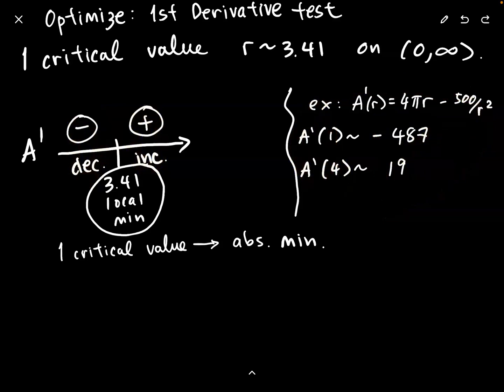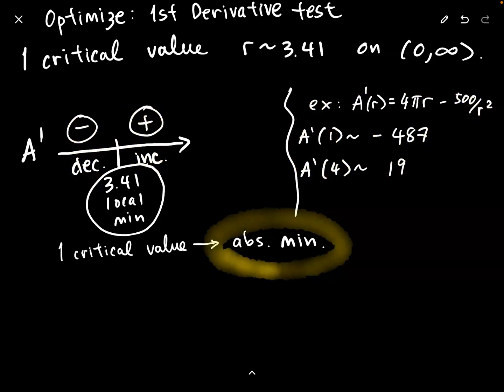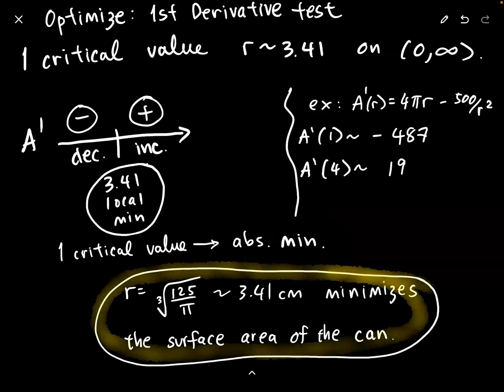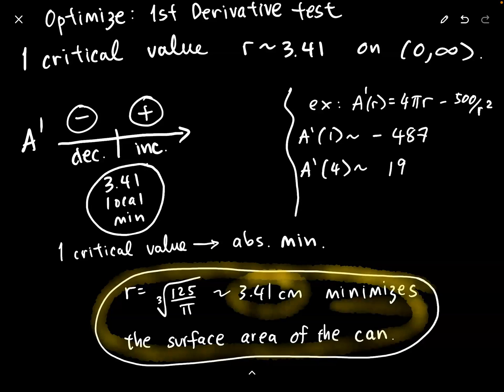So now that we've shown we have an absolute min, we can just answer the question. So here we found that the radius, cube root of 125 over pi, or around 3.41 centimeters, minimizes the surface area of the can.